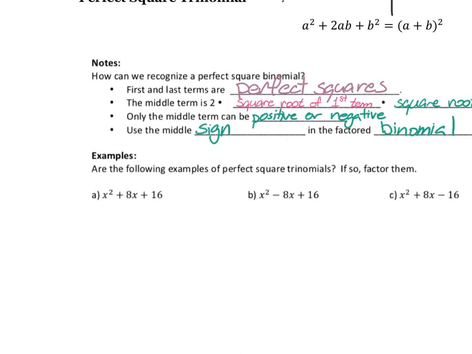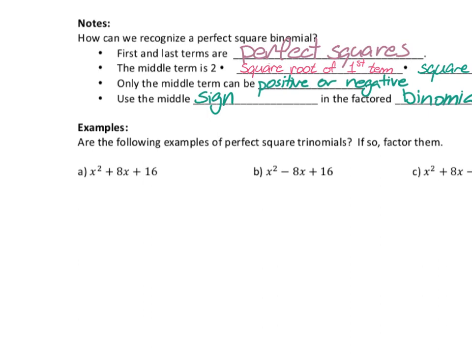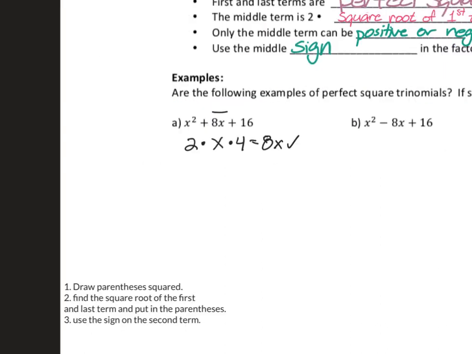So let's look at our first one, and we need to confirm that the first and the last term are perfect squares. So take a look, x squared and 16 are perfect squares, and then the middle term has to be 2 times the square root of the first term, which is just x, and the square root of the last term, which is 4. When I multiply those together, I get 8x, which is what I have right there in the middle. That's our middle term. So this is a perfect square binomial. So now it's just a matter of factoring it. I did not write out steps here, so maybe we'll write some off to the side. I'm actually going to add these to your notes before I make them available to you. So let's draw parentheses squared here.